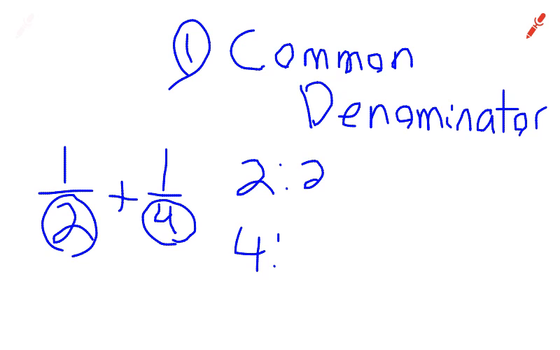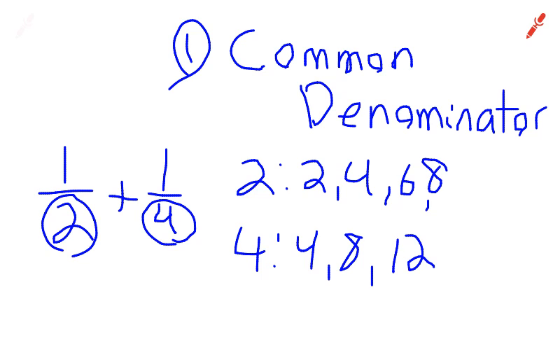So count by 2s, 2, 4, 6, 8. Count by 4s, 4, 8, 12. You see the first one I have in common there is that 4. So I know my common denominator there would be a 4, okay?